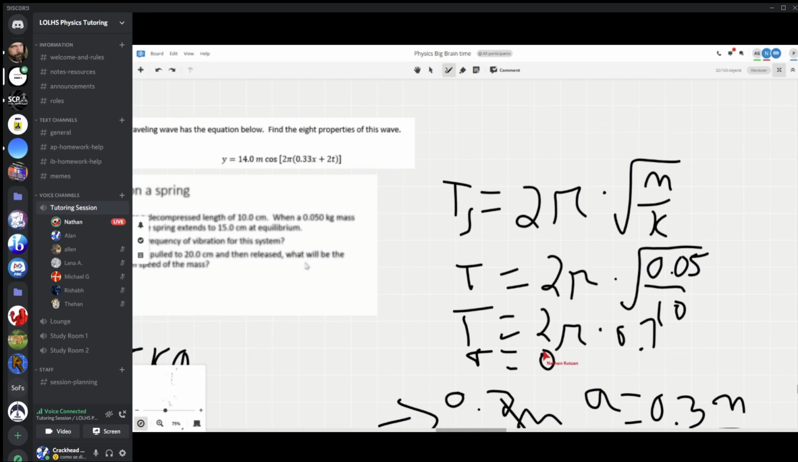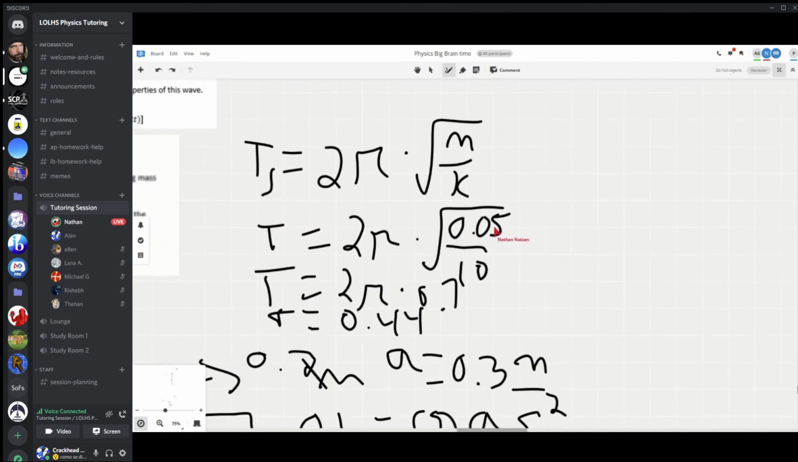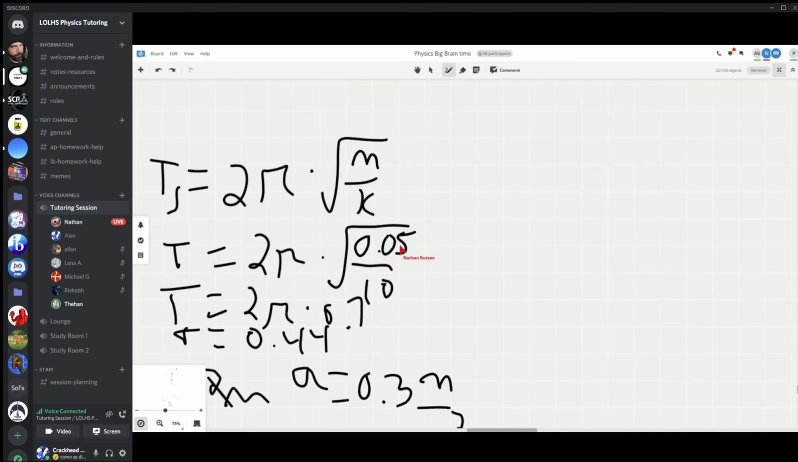Indefinitely. So it's going to be 0.44. So that is our period. The question, of course, asks for the frequency. So how do we get the frequency from period? Anyone? 1 over period. Yep. So 1 over 0.44 is 2.25 hertz.